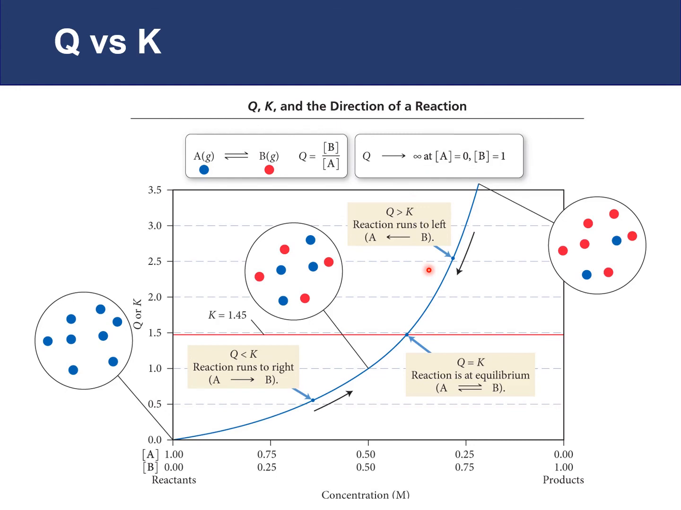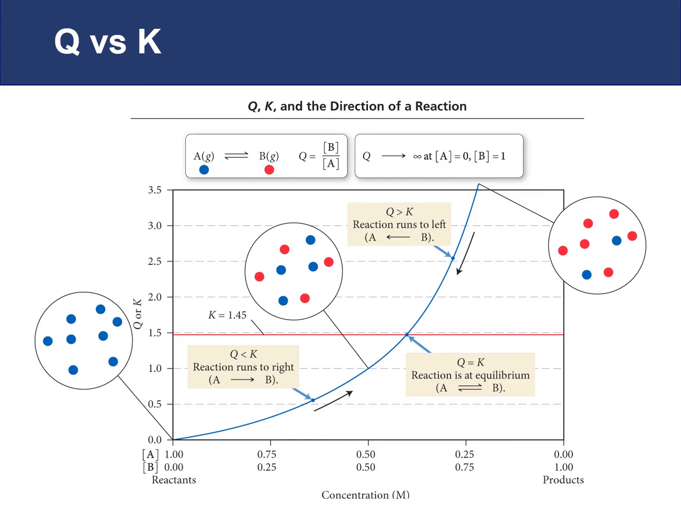So what that tells us is that because our Q value is bigger than K, our numerator is too big, our denominator is too small, and so we need the reaction to go back to the left to form more reactants to reestablish our equilibrium value. Our Q value is too big, it needs to go down. The way it will go down is by pushing the reaction to the left to make more reactants and remove some of our products.